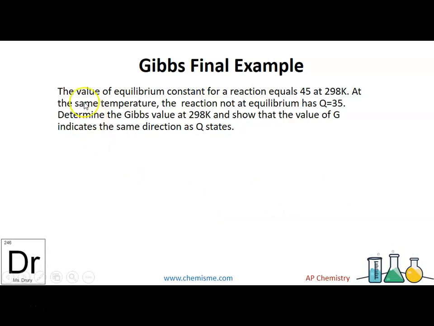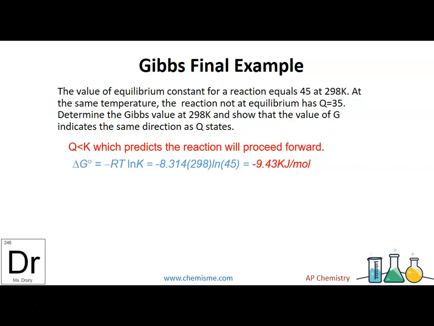So how do we use that formula? It says the value of the equilibrium constant of a reaction is 45, so K is 45 at 298 Kelvin. And at the same temperature, the reaction is not at equilibrium and has a Q value of 35. What we want to know is to determine the Gibbs value and show that the Gibbs value tells you the same reaction direction, forward or reverse, as Q states. Q saying 35 versus K at 45 is saying the reaction should continue to go forward, right? But we're going to see if Gibbs tells us the same thing, which it should.